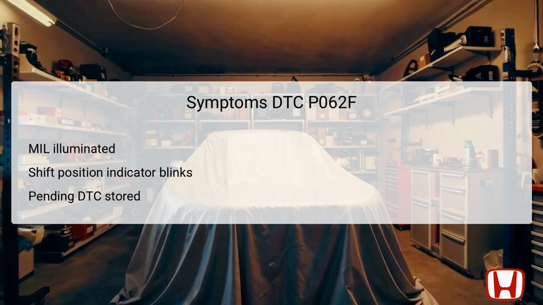When the DTC P062F is triggered, several symptoms may become evident, indicating that something is wrong with the vehicle's transmission system. Most notably, the Malfunction Indicator Lamp, MIL, will be illuminated on the dashboard. This light serves as a warning to the driver that the vehicle requires immediate attention.